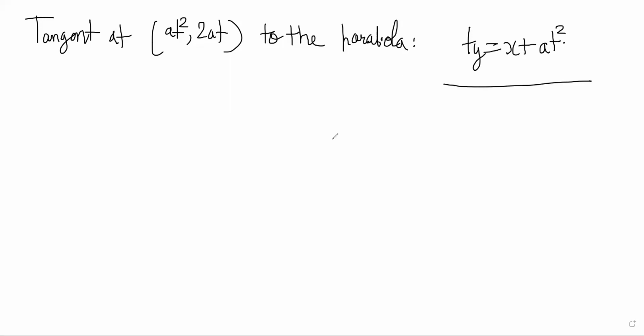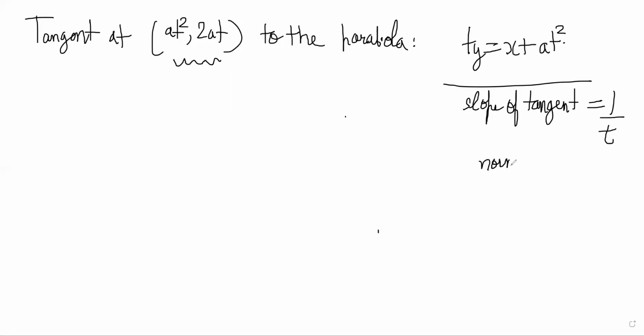Suppose the question is finding the normal at the point (at squared, 2at) for the parabola. If I have to find the normal at this point, see, slope of tangent is what? Slope of tangent here is equal to 1 by t, right? So slope of normal would be minus t, because normal is perpendicular to the tangent. And it is also passing through this point. Therefore, the equation of normal should be y minus 2at is equal to minus t into (x minus at squared), right?